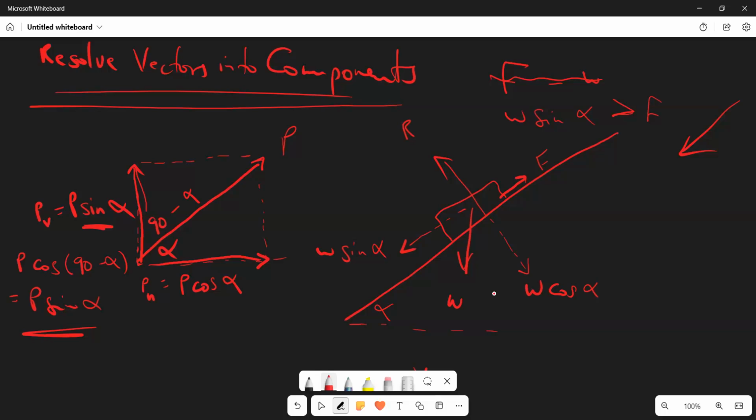So being able to resolve a vector into its components is very useful in analyzing the forces acting on a body, whether the body is on some horizontal ground, or in the air, or on some inclined plane. It's very important that you are able to resolve a vector into its components. It's not just forces. You can have a situation where you're dealing with velocities as well.